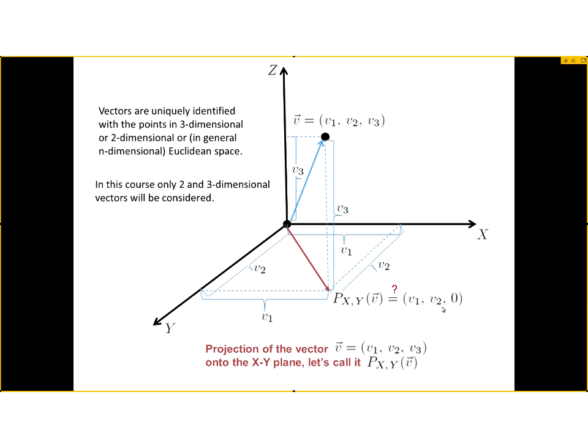What is the coordinate of this PXY? V1, V2, and 0. Because here the z coordinate is 0, its coordinate is V1, V2, and V3 is 0, because it is not on the upper side, it is on the same floor. That's why we say that.